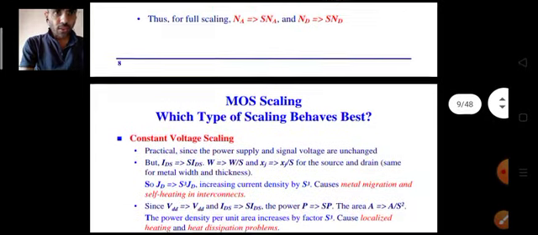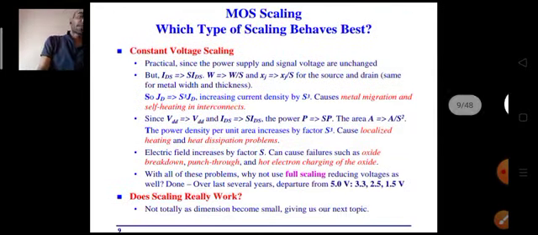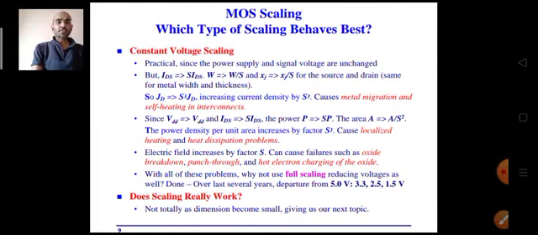Now we have discussed two types of scaling: one is constant voltage scaling and the other is constant field scaling. Let's see which of the two is better and which one is usually followed. Obviously it depends upon the application, but usually we follow constant voltage scaling. The reason is that when moving from one technology to another, sometimes it becomes difficult to scale down the voltages, and you want the voltages to be the same.